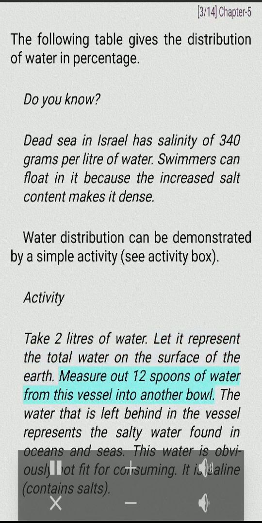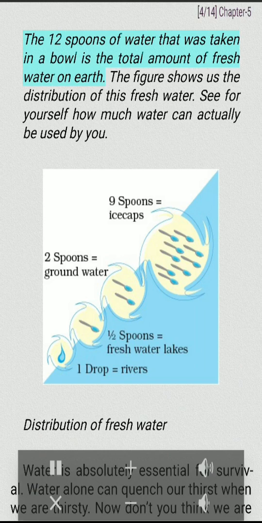Let it represent the total water on the surface of the Earth. Measure out 12 spoons of water from this vessel into another bowl. The water that is left behind in the vessel represents the salty water found in oceans and seas. This water is obviously not fit for consuming. It is saline, contains salts. The 12 spoons of water that was taken in a bowl is the total amount of fresh water on Earth. The figure shows us the distribution of this fresh water. See for yourself how much water can actually be used by you.